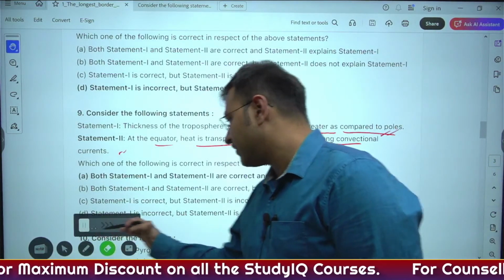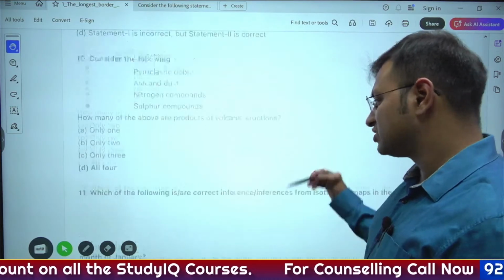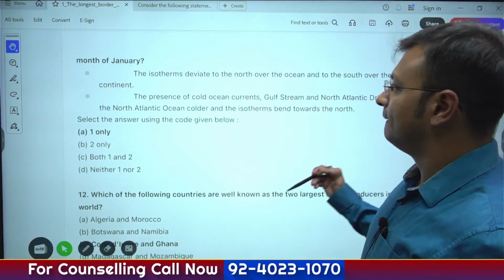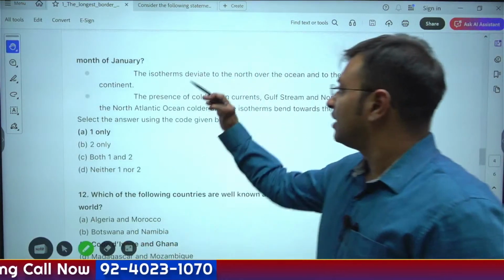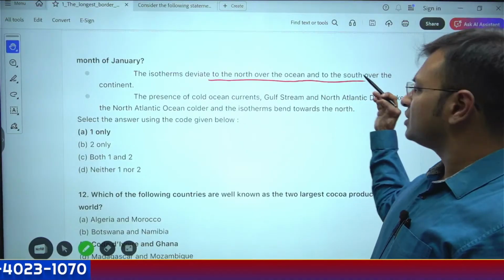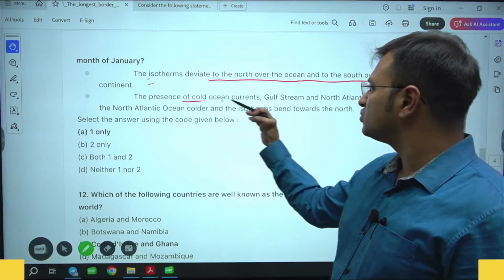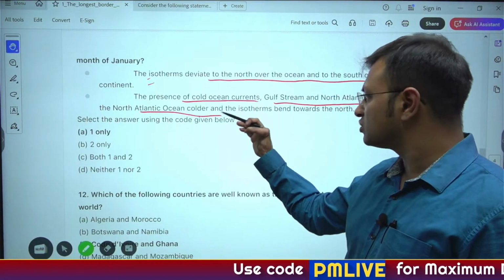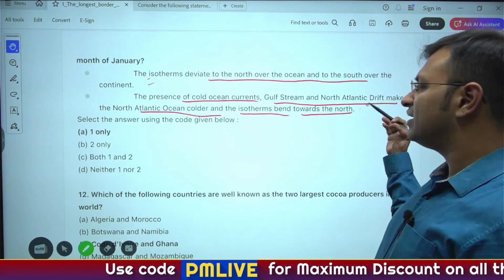Then, if I talk about another question out here, so understand this question too. The isotherms deviate to the north over the ocean and to the south over the continent. The presence of warm ocean currents, Gulf Stream and North Atlantic Drift, make the North Atlantic Ocean warmer, and the isotherms bend towards the north.